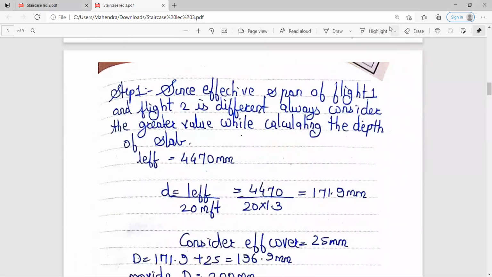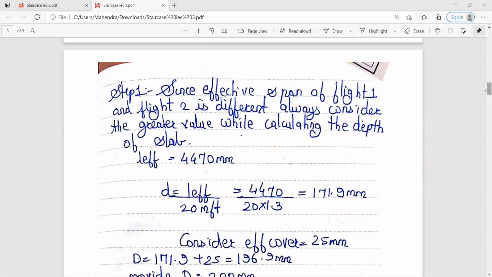Now proceeding with the step number 1. Effective span for the flight 1 and flight 2. Effective span for the flight 1 already we had calculated. Effective span for the flight 1 कितना मिला था हमें, 3470 मिला था.